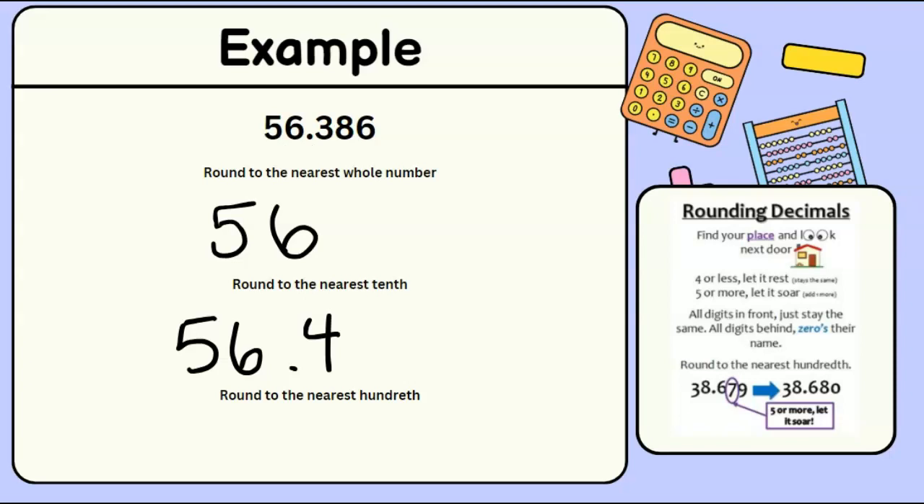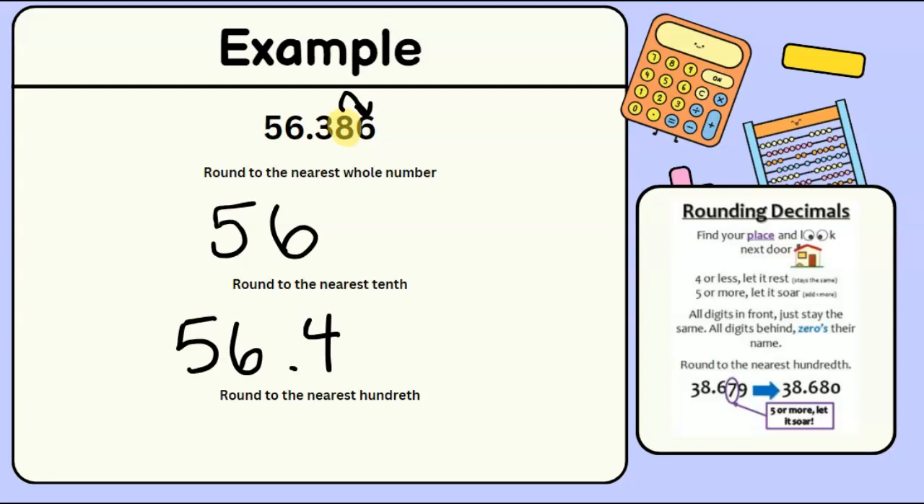Finally, let's look at our last one. It wants us to round to the nearest hundredth. I'm going to find my hundredths place, and I'm going to look next door. I have an 8 in my hundredths place and a 6 in my thousandths place. 4 or less, let it rest. 5 or more, let it soar. 6 is greater than 5, so I know my 8 is going to soar.